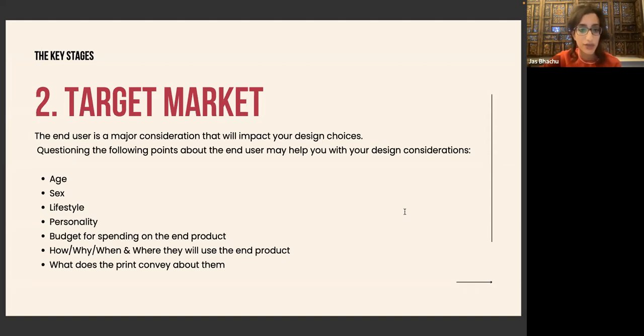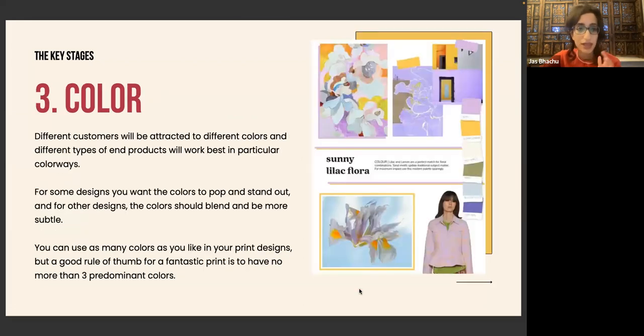Budget is a huge one as well, because depending on how customized your textile is, it is going to be more expensive to produce. So does that actually align with your target market? Is it something that will actually be affordable at a retail price? And how, why, when, and where will they use this product? And what does this print convey about them? So it's really critical to start just kind of plotting these in before we actually start designing our signature print, so to speak. And color.